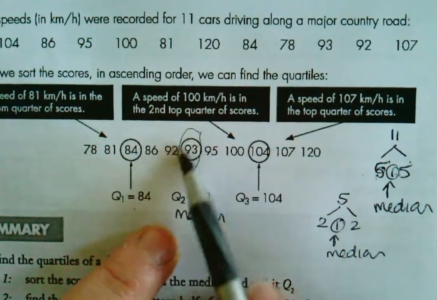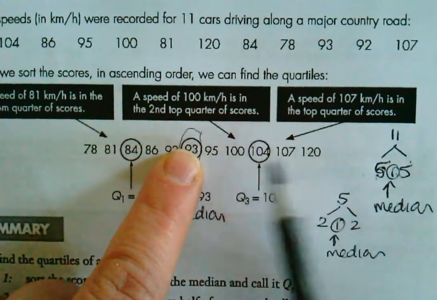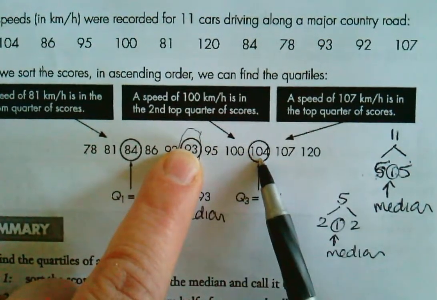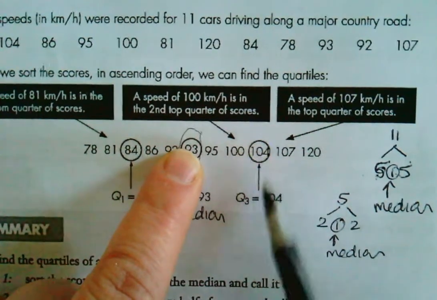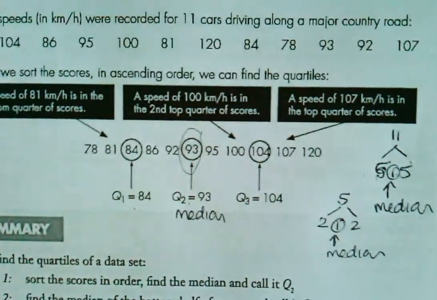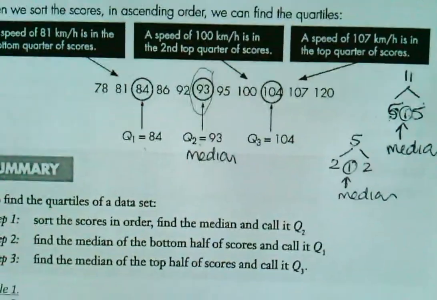And then that's my median. If it's an odd number of scores, you take the median out. Here are my upper 5 scores, 1, 2, 3, 4, 5. The median of those is the third score, which is called Q3. Now, I'm going to do it properly down the bottom. All right? That's just an overview. We're going to do it properly now.